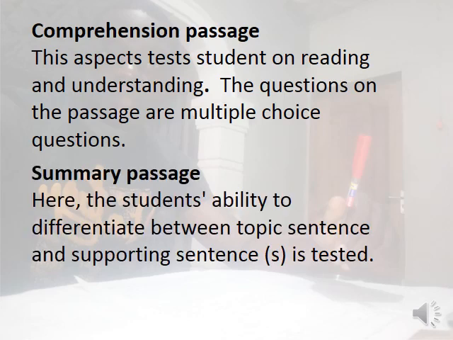Then the summary. That tests your ability to differentiate between a topic sentence and supporting sentences in a paragraph. Now, what is a topic sentence? A topic sentence is the main sentence that carries the major topic. That is, it is the main sentence that the other sentences in the passage are talking about. The other sentences in the passage are regarded as the supporting sentences.